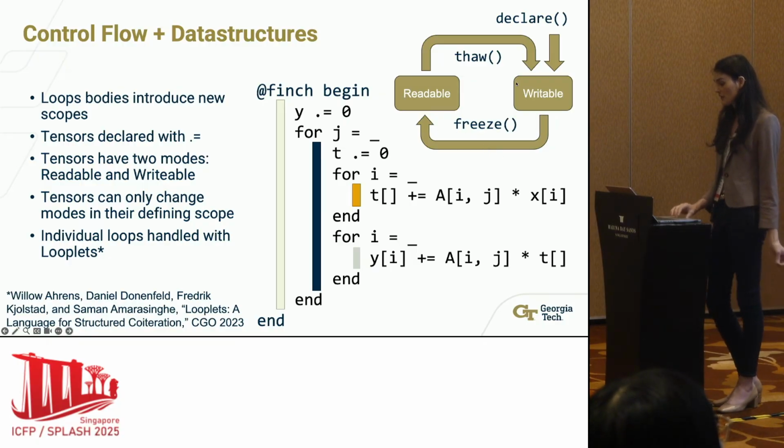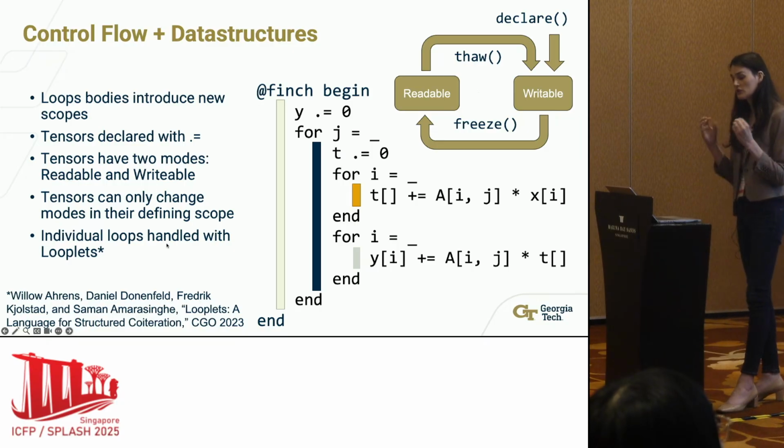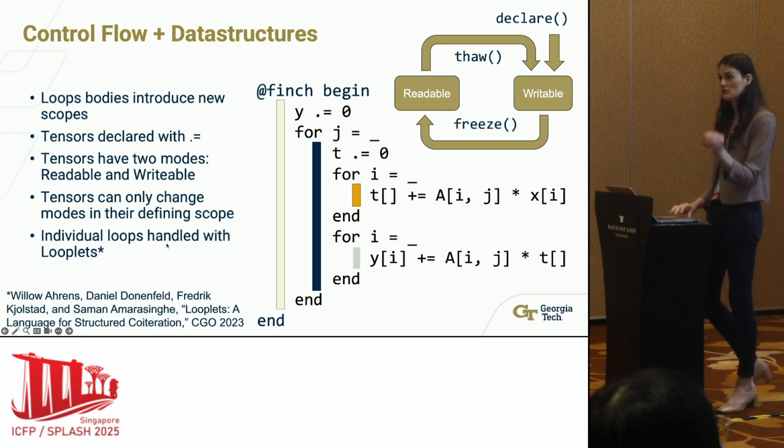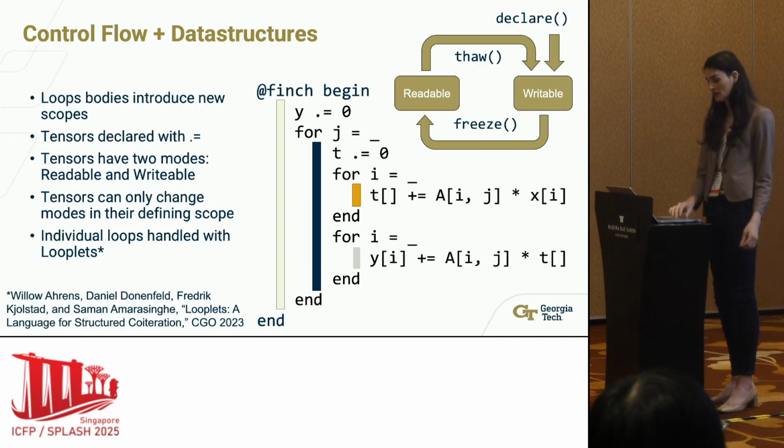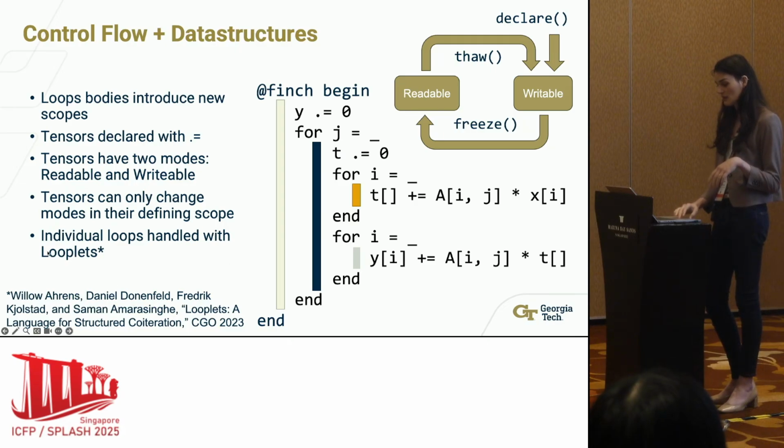So we'll call the freeze function here, and then if we transition from reading to writing, we'll call the thaw function. We restrict tensors to only change their modes in the defining scope. And this is what allows us to treat the tensors as constant when they're on the right-hand side and use this looplet concept to lower an individual loop. So this is prior work that represents a rewriting-based progressive lowering strategy to tackle the one-dimensional case.